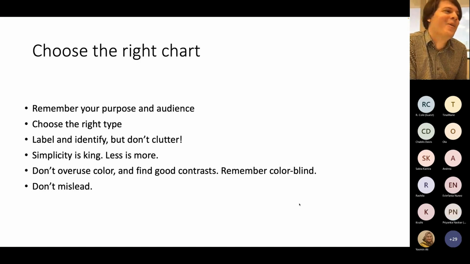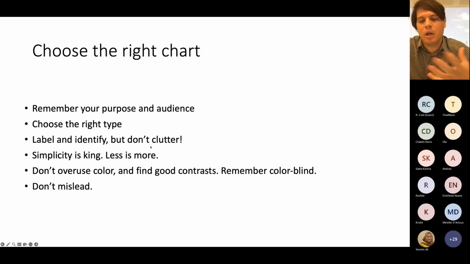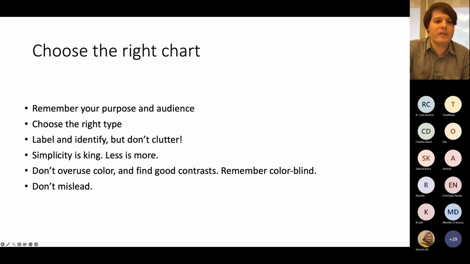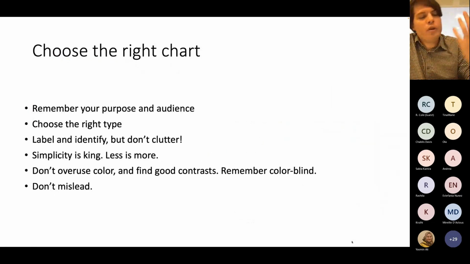Sorry. Okay, cool. So I was saying, make sure you label and identify, make sure that everything is readable, but also make sure that the data doesn't clutter, that the graph has enough information, but not so much that it is unreadable. Remember that simplicity is king. And I really like this saying that people say, less is more. Don't overcrowd your graph, like this one, with colors and numbers, and it's just annoying. Don't overuse colors. Find good contrast, and remember there's colorblind people.